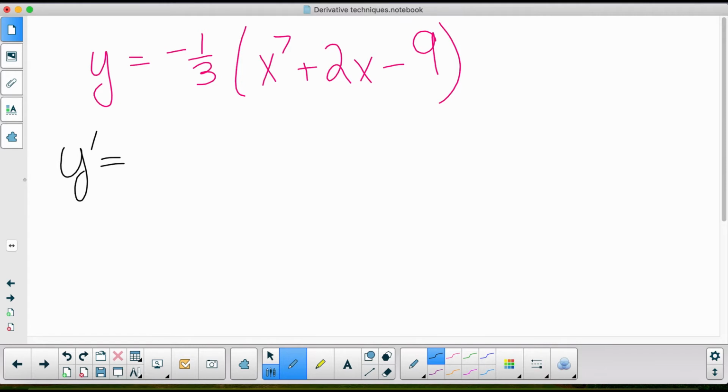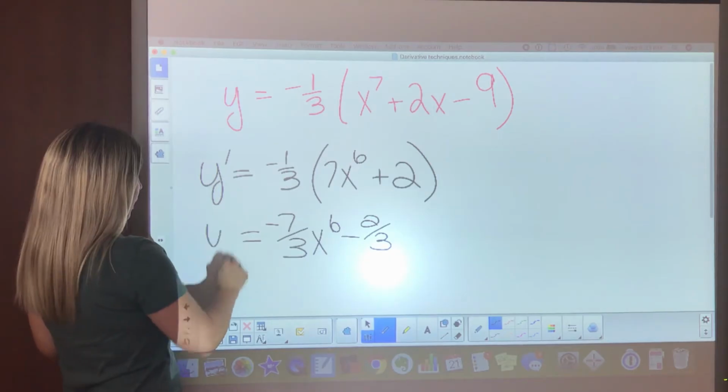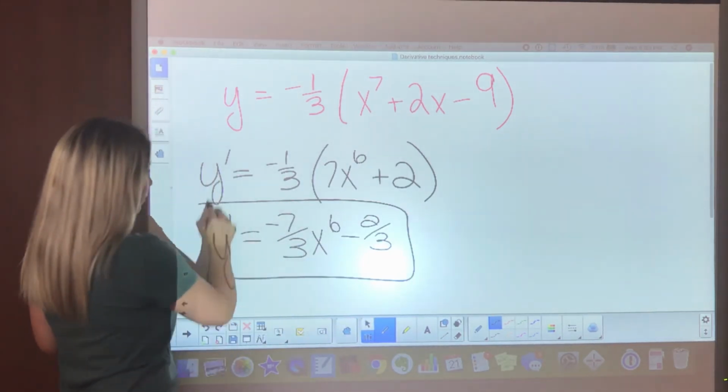Y prime equals negative 1/3 times 7x to the 6th plus 2. And then this 1 minus 0, that guy drops out, and the 9 drops out because it's a constant. So we're left with negative 7 over 3 x to the 6th minus 2 over 3. So this is your answer.